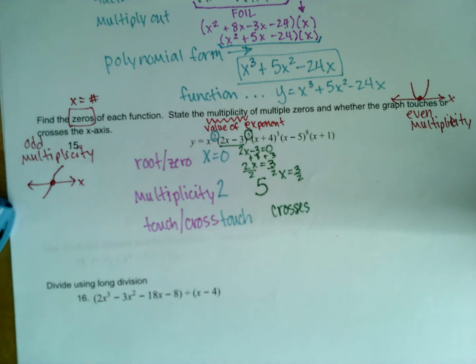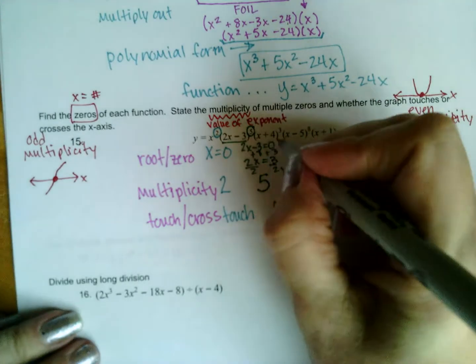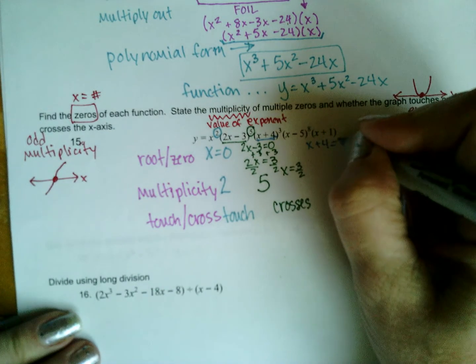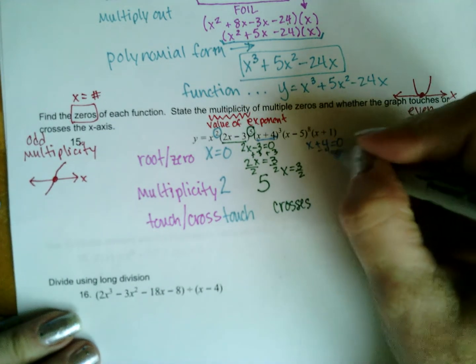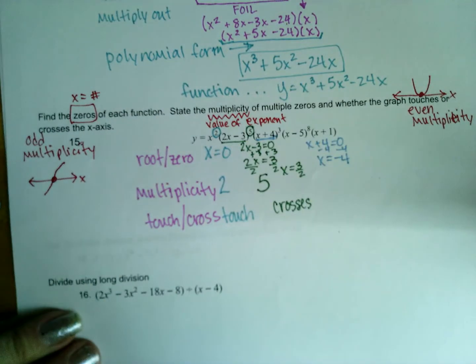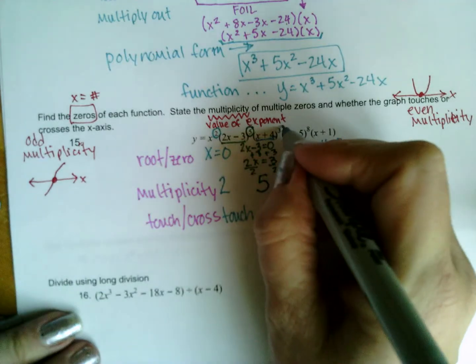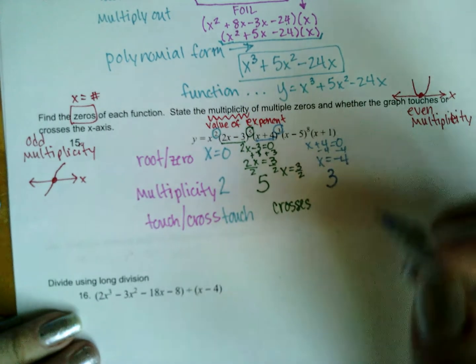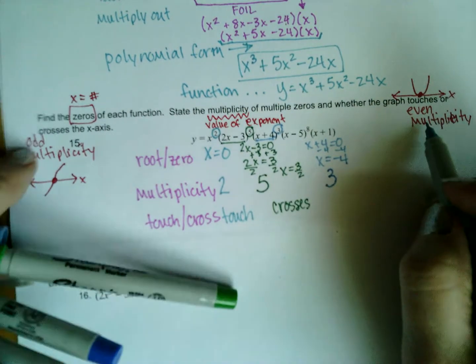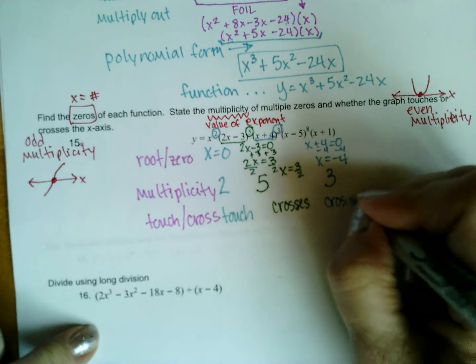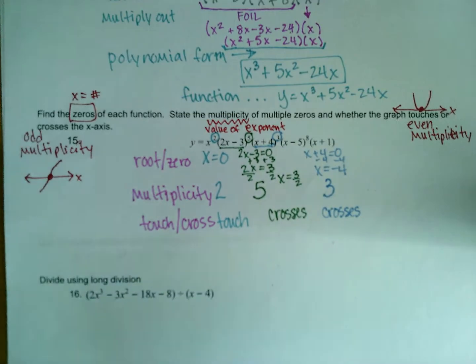Moving on to the next one. x plus 4. I did not leave myself enough room. So x plus 4 equals 0. Subtract the 4 over. I get x equals negative 4. For the multiplicity, I'm looking at the exponent. It has a multiplicity of 3, which is an odd number, which means my graph should cross.